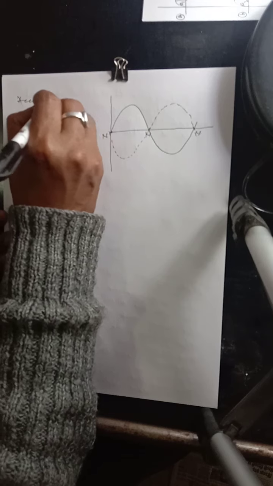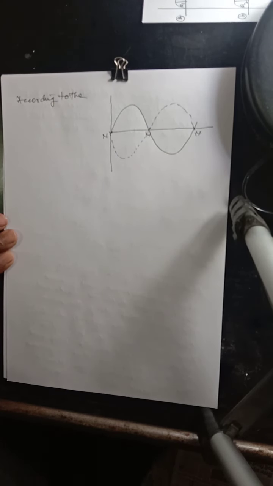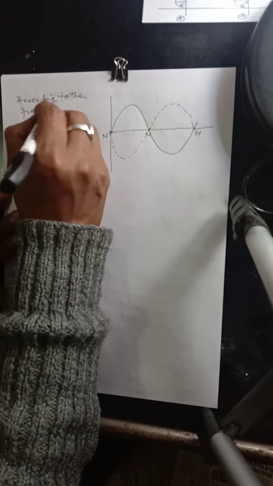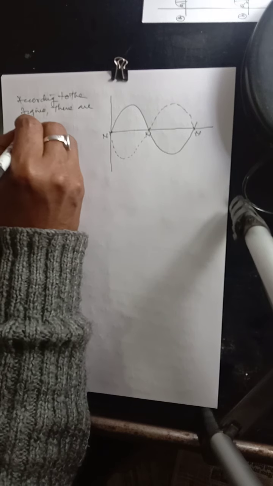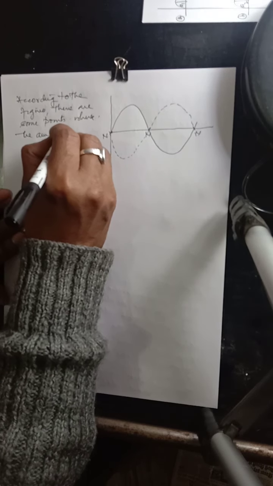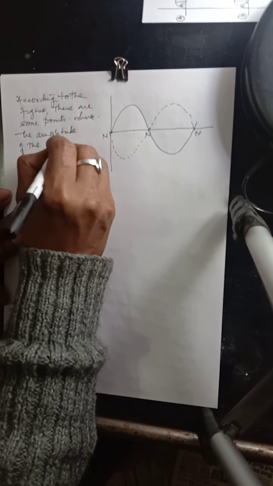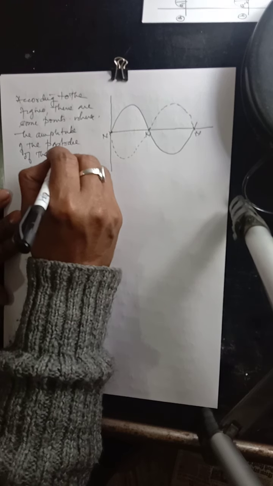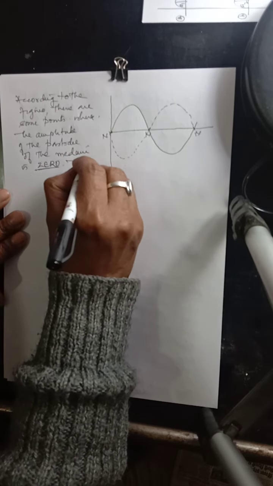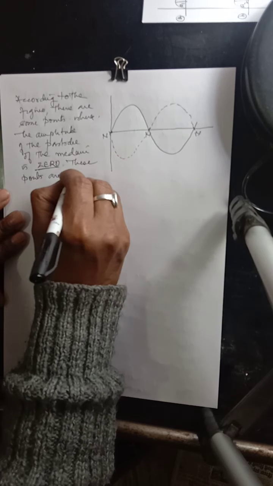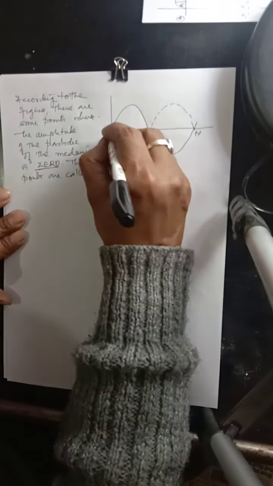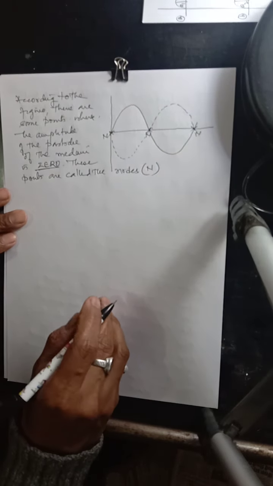So according to the figure, there are some points where the amplitude of the particles of the medium is 0, and these points are called the nodes and represented by the capital N. So at this point, amplitude 0, amplitude 0, amplitude 0.